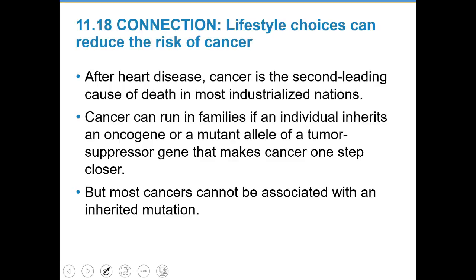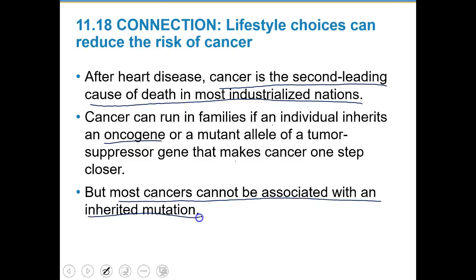But after heart disease, cancer really is the second leading cause of death in most industrialized nations. With longer lifespans, there's more time for mutations, and those are what cause cancer. Cancer can run in families of individuals who might inherit an oncogene, a cancer-causing gene, or a mutant allele of a tumor suppressor gene, making it one step closer. But most cancers can't be associated with an inherited mutation. Most of them are not inherited per se, it's just as those things come up.